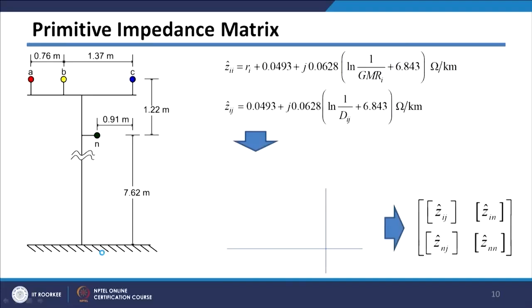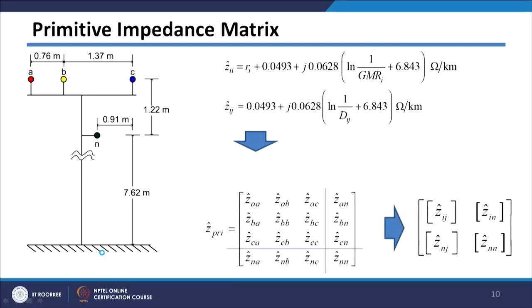Now, let us see how we can use this to get what is called the primitive impedance matrix of your transmission or distribution line. So, let us consider this simple distribution line. There are 3 phases A, B, C, and there is one neutral conductor N. I have mentioned all the distances between all the conductors, as well as the height of the conductors with respect to ground. And using the expressions which we have derived, we can get this primitive impedance matrix.